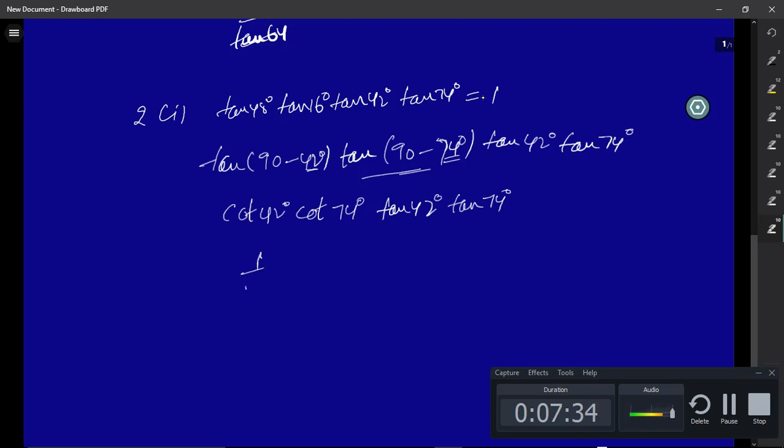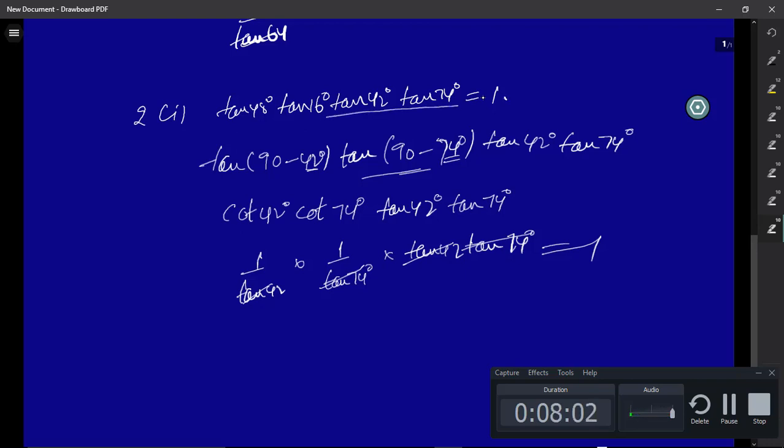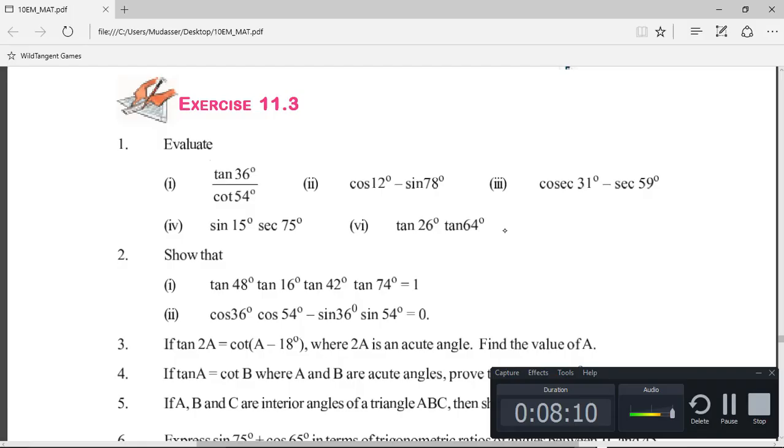Cot 42, cot theta, I know that cot theta is 1 by tan theta, and again 1 by tan theta. Rest 2 I'm writing as it is. So this tan 42 gets cancelled, this tan 74 gets cancelled. I get the answer as 1. In the question it wanted me to show that the value of this is equal to 1, and we proved that the value of tan 48, tan 16, tan 42, tan 74 is 1.